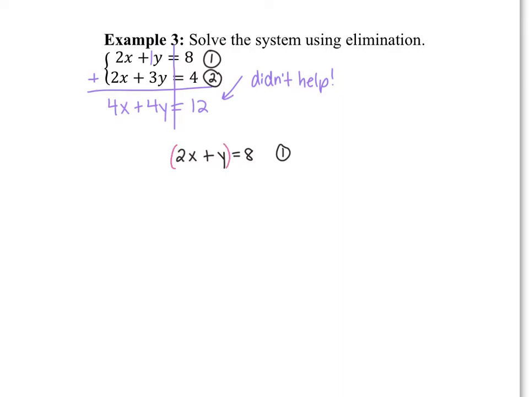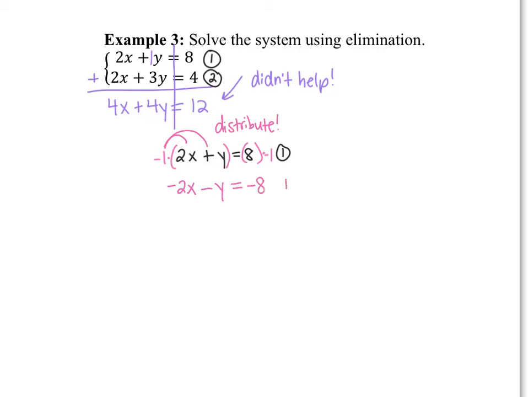So make sure you put both sides of the equation in parentheses, and we're going to multiply each side by negative 1. Because as long as I do it to both sides, we still have a true statement. That equation is still true. Equality holds. Remember, on the left side, we need to use the distributive property. So we're going to multiply negative 1 by 2x, which is negative 2x. Negative 1 times y, which is negative 1y, or just negative y, equals 8 times negative 1 is negative 8.